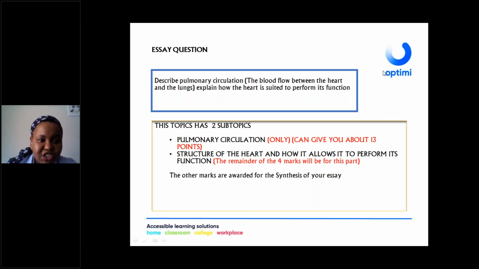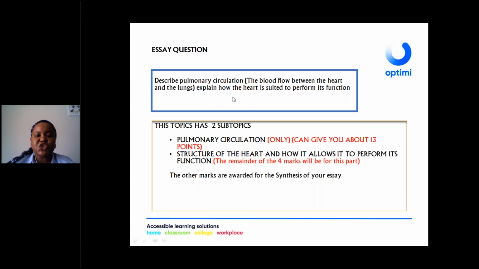An example of an essay question on this topic would be: describe the pulmonary circulation and explain how the heart is suited to perform its function. Now look at what this question is asking you. It is asking you to focus only on the blood flow between the heart and the lungs, not the rest of the body. So that will be our first subtopic, the pulmonary circulation.